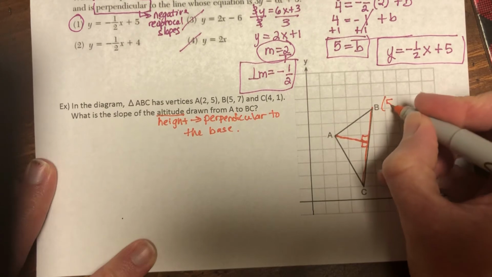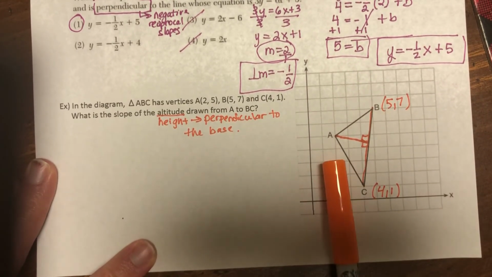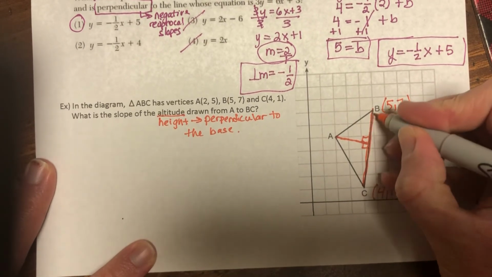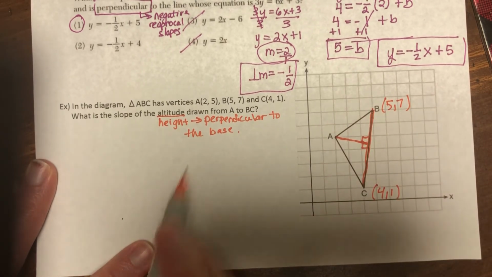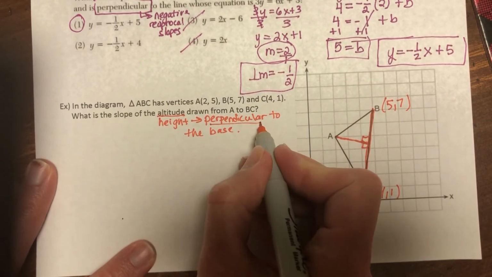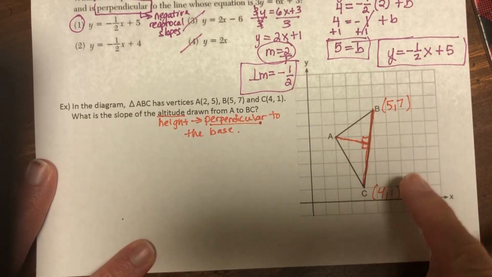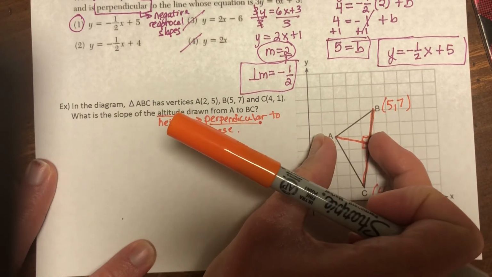So we know B is (5,7) and we know C is (4,1). They also gave us A, but we really don't need that at all for this one, because once I find the slope of this segment using these 2 points, I can then just do negative reciprocal, because an altitude is perpendicular to the base, and we know perpendicular lines have negative reciprocal slopes. So whatever this slope is, I'm going to take the negative reciprocal of it to get this slope.